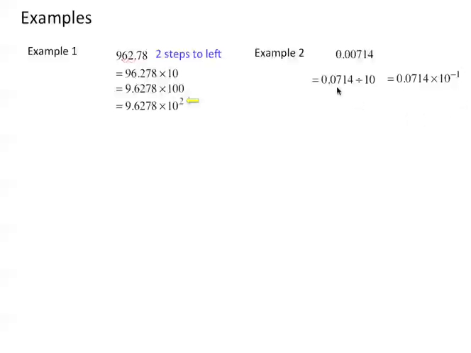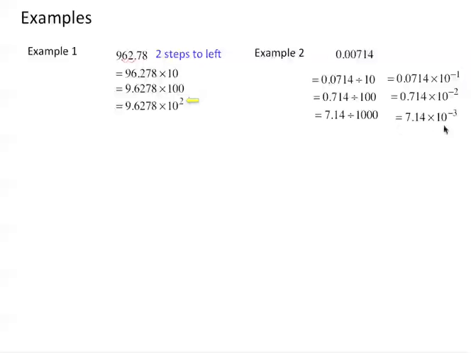Then, if I could rewrite 0.00714 as 0.0714 divided by 10, I can write it as 0.714 divided by 100. Dividing by 100 is the same as multiplying by 100th, and 100th is 10 to the negative 2. Let's go that one more step. So now we have 7.14 divided by 1,000 is the same as this number. Dividing by 1,000 is multiplying by 1,000th, so we have 7.14 times 10 to the negative 3.